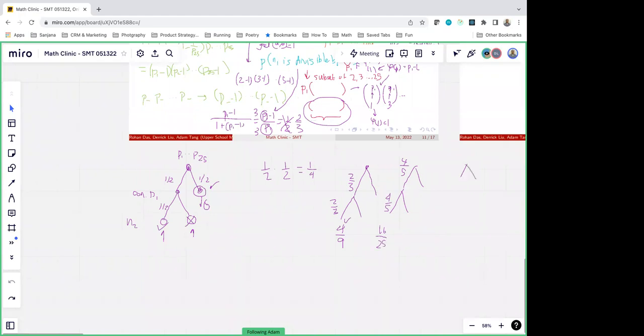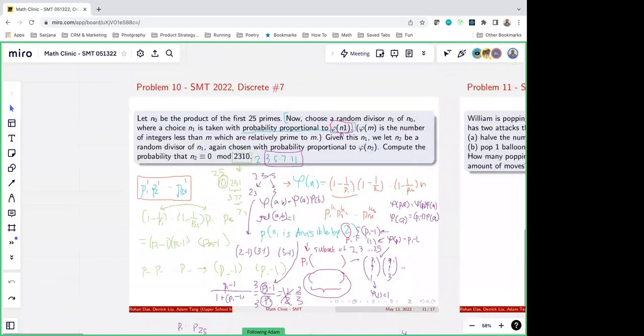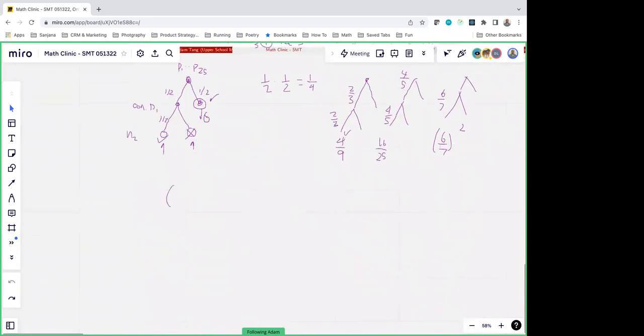Next is going to be 7, so 6/7. It's just going to be 6/7 squared. And the last one's going to be 10 over 11 squared. So it remains to calculate 1/2 squared, 2/3 squared, 4/5 squared, 6/7 squared, and 10/11 squared.